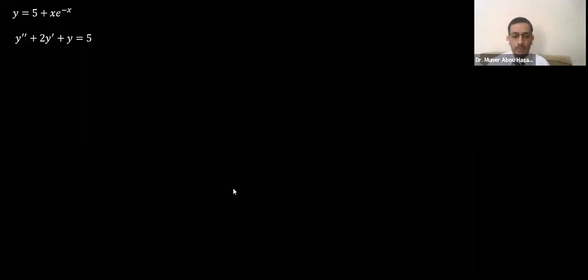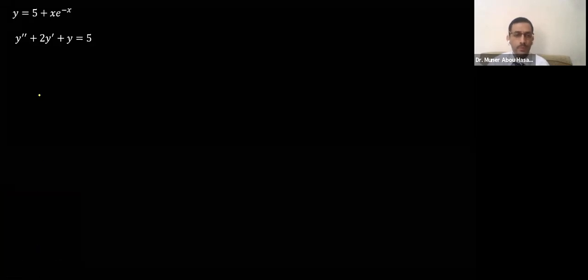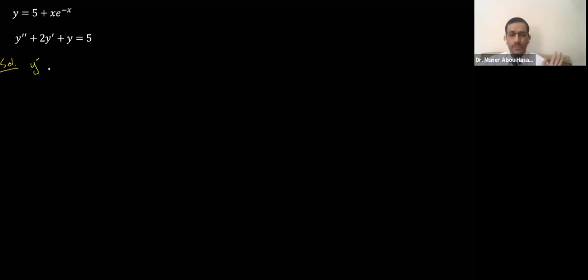What I'm going to do now is write using the PowerPoint pen, maybe to save it as a PDF for the students. Some students from the first section asked me to save my handwriting as a PDF. So here's the solution. Here is my y, and I need to plug my y into the differential equation. My differential equation contains the first derivative, so the first step is to find y prime.